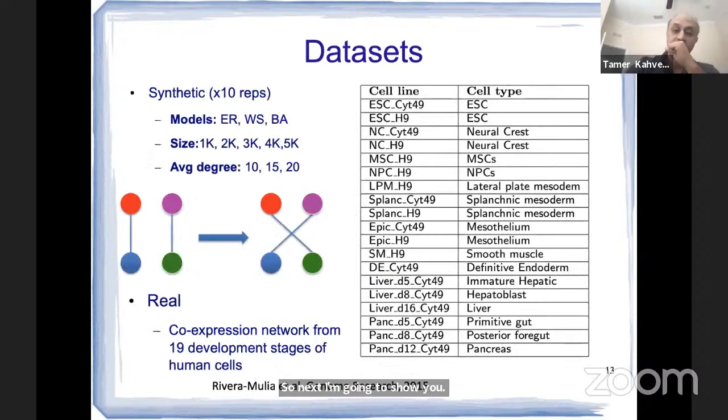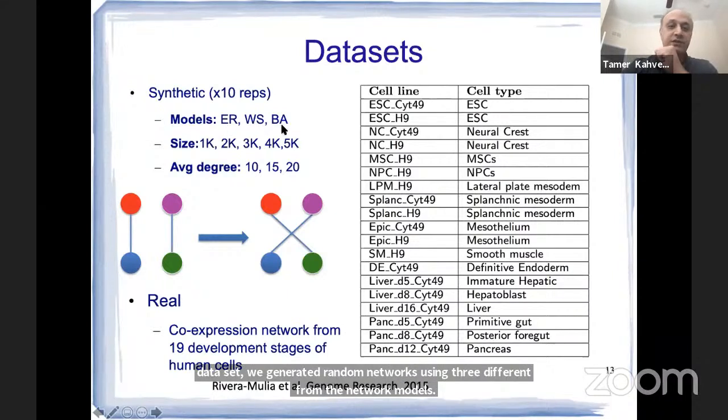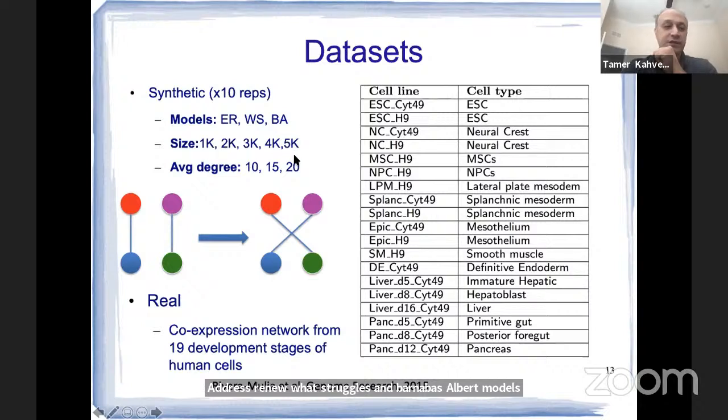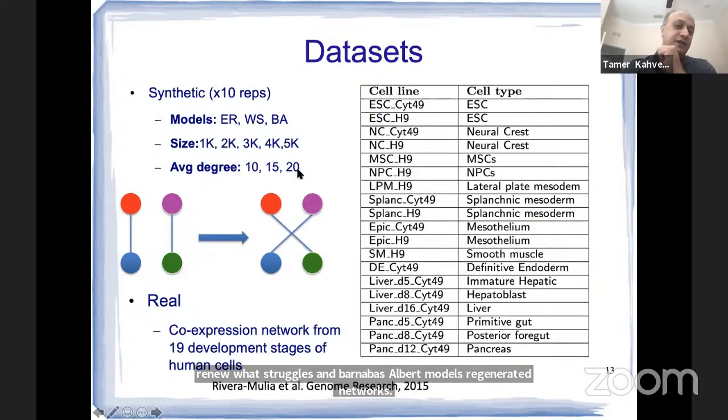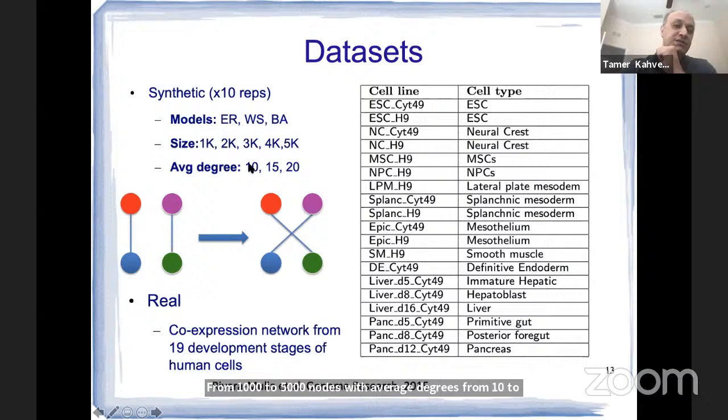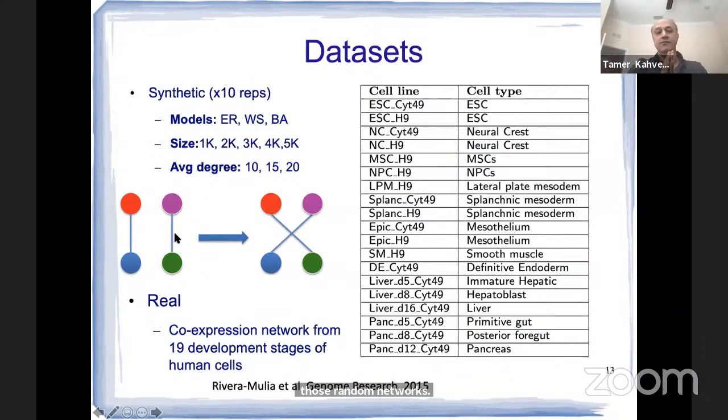So we evaluated our algorithm on synthetic and real data sets. For synthetic data sets, we generated random networks using 3 different random network models: Erdős-Rényi, Watts-Strogatz, and Barabási-Albert models. We generated networks from 1,000 to 5,000 nodes with average degrees from 10 to 20. For each one of these combinations of parameters, we generated 10 random networks. And for each of those random networks, we created a sequence of 1,000 evolutionary steps by just doing random shuffling of edges using the degree preserved shuffling like this.